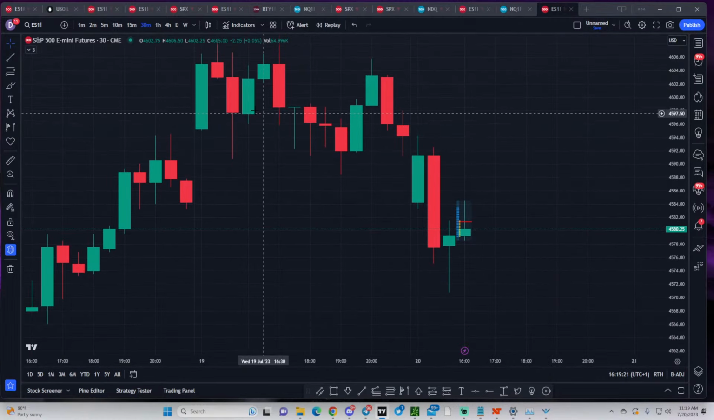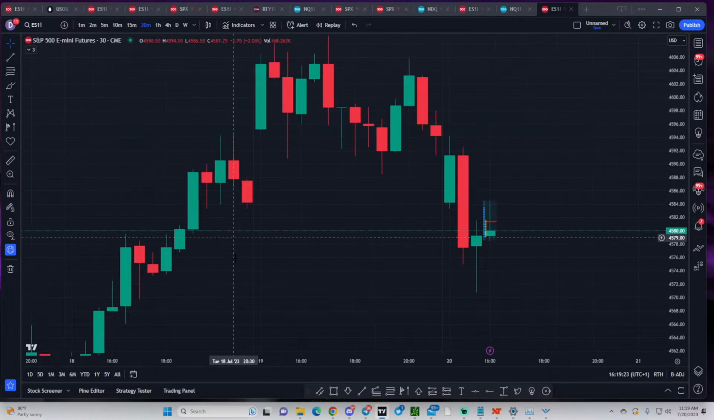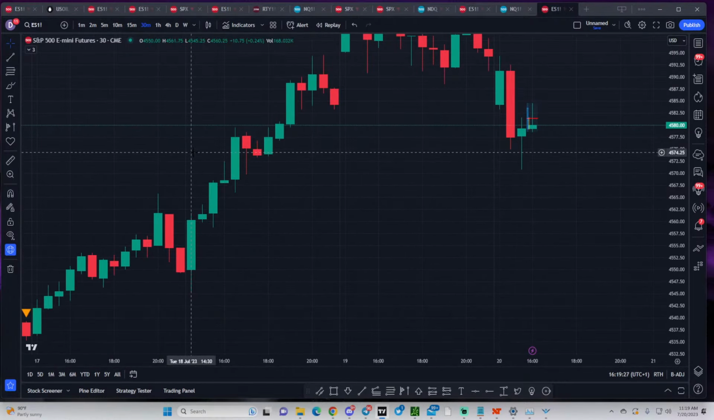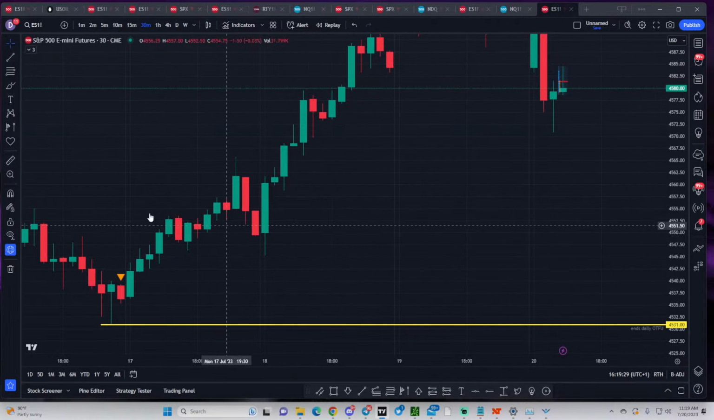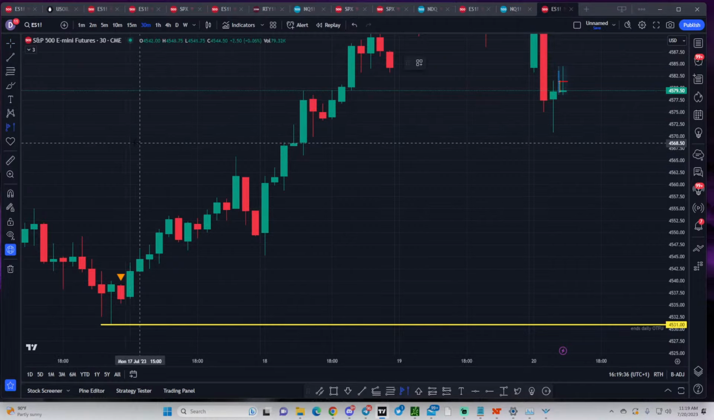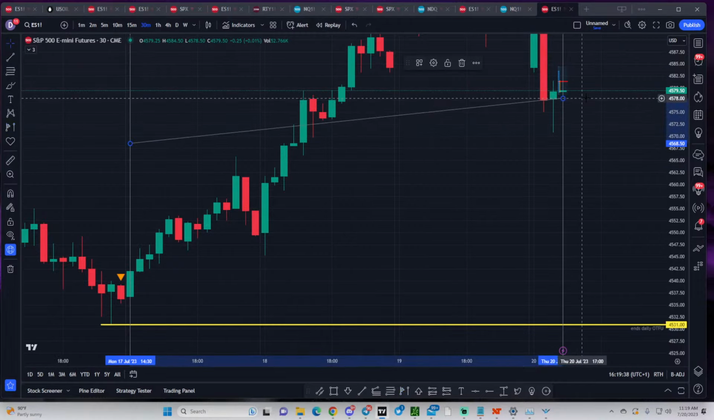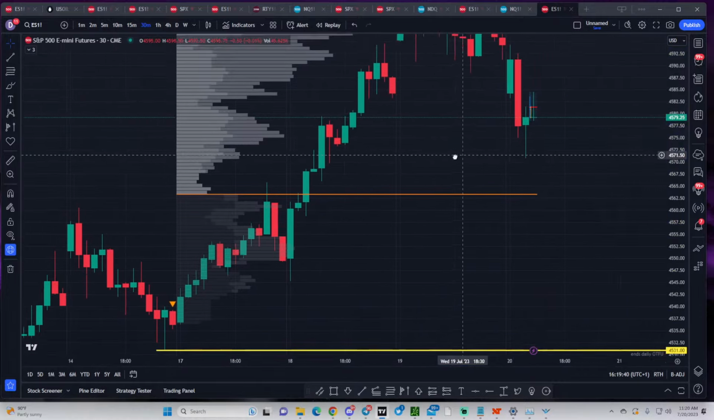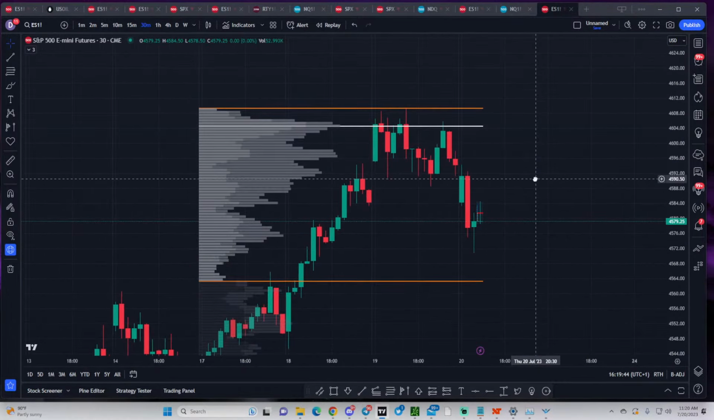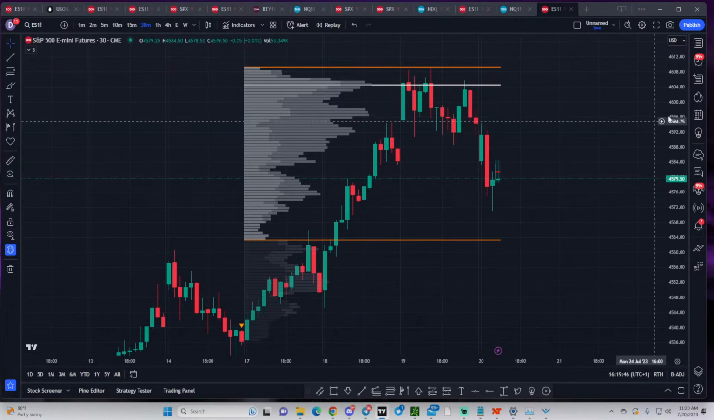Let's just say this is Monday the 19th. We make this a little smaller. So this is Monday here. This is where we publish our weekly plan. Then we're going to take the volume profile from here. We're going to stretch it out. And you're going to see this volume profile here a little bigger than what it was before.